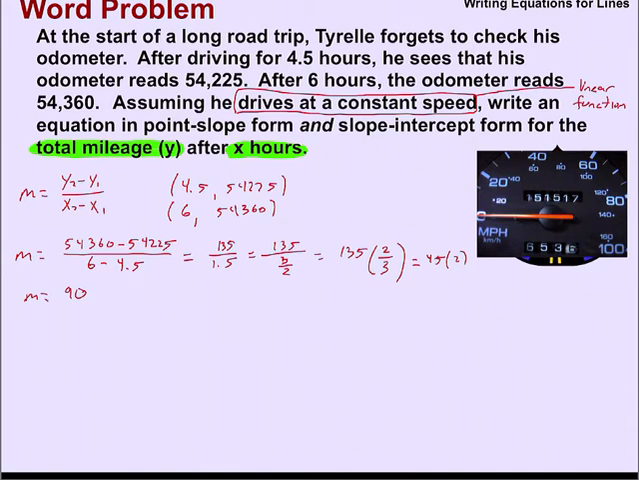And to figure out the units of measure, the rate of change, remember these were y values, these were x values, so the units of measure is the y value. Well, those were miles. 54,360, 54,225, those were miles. And the 6 and the 4.5, those were time in hours. So his speed was 90 miles per hour. Slow down, Tyrell.